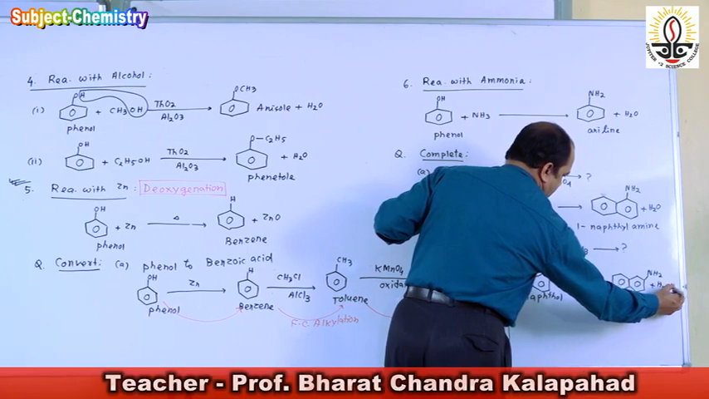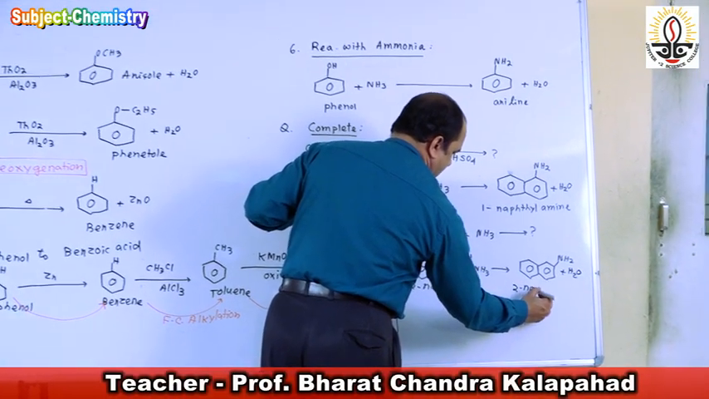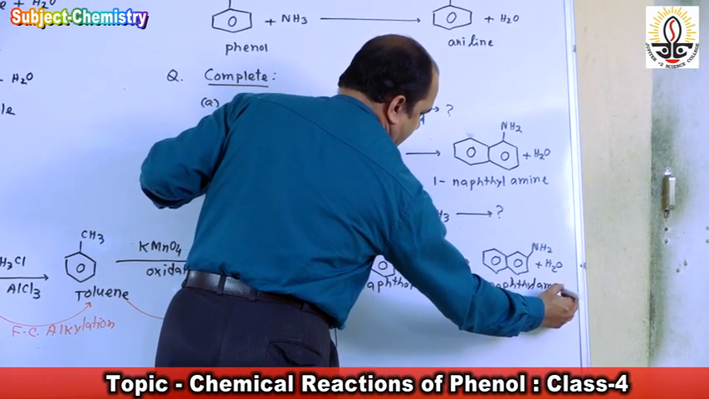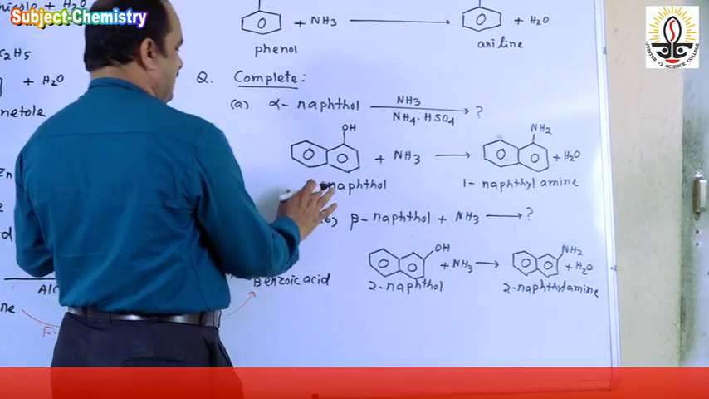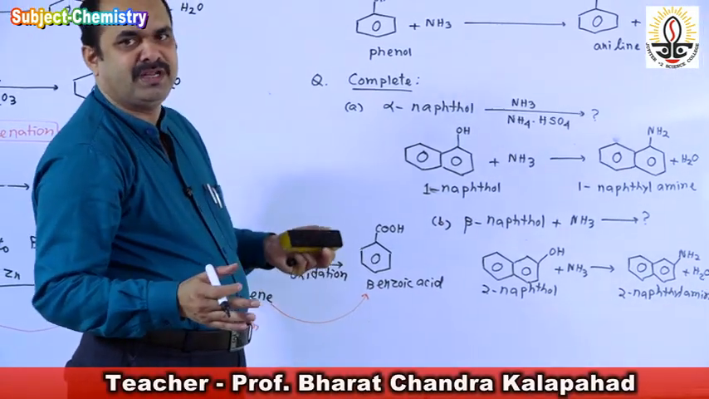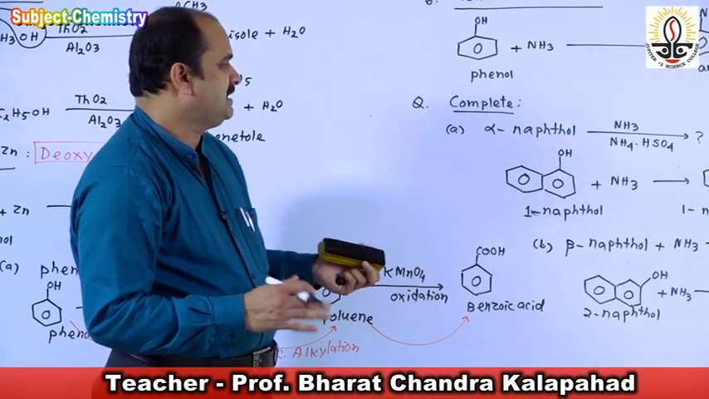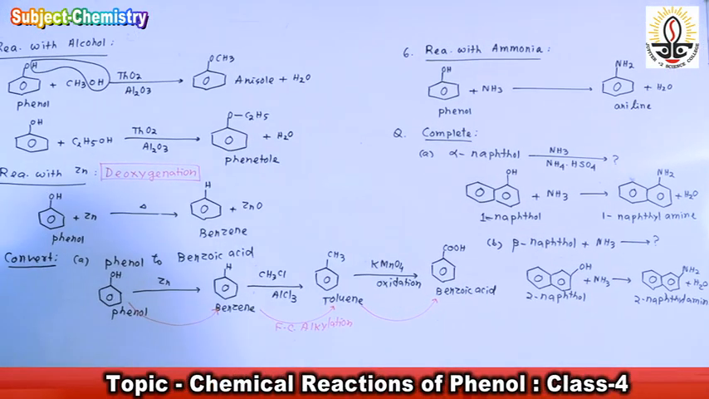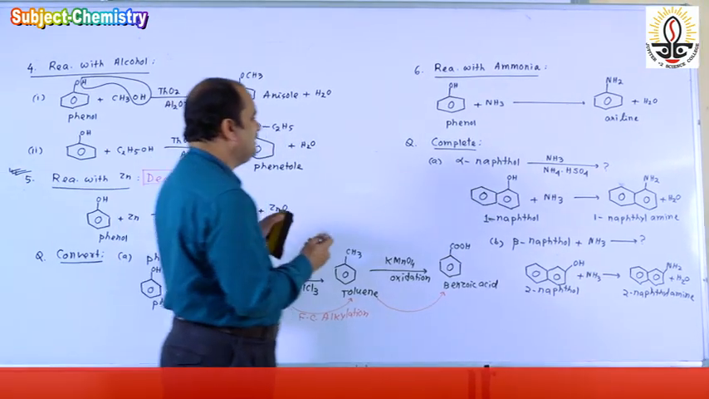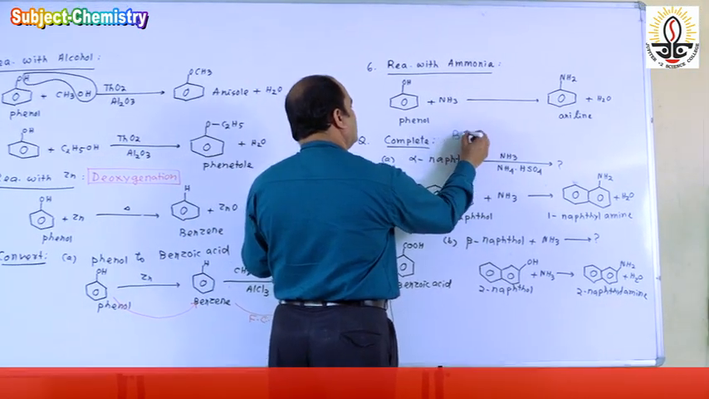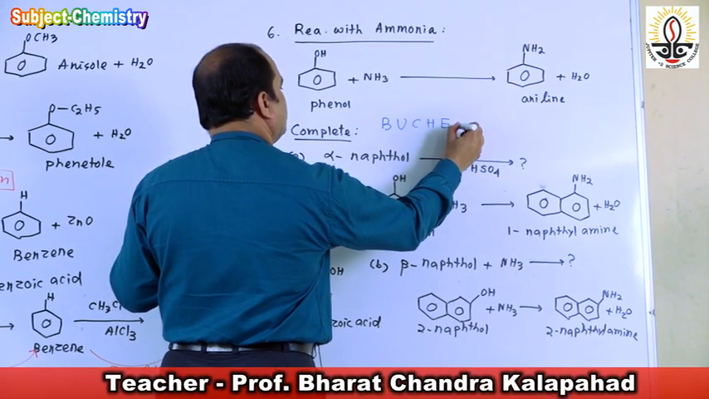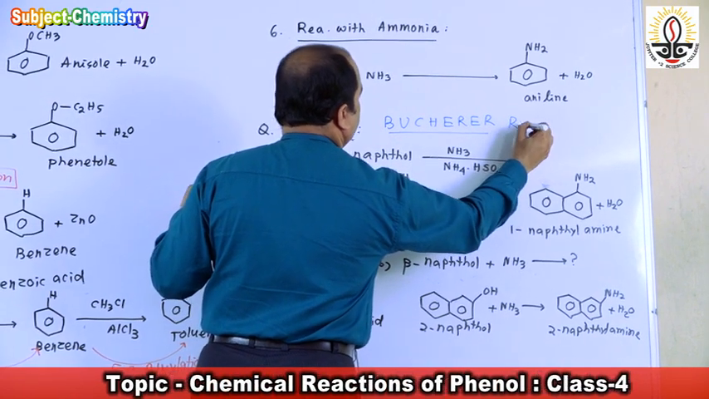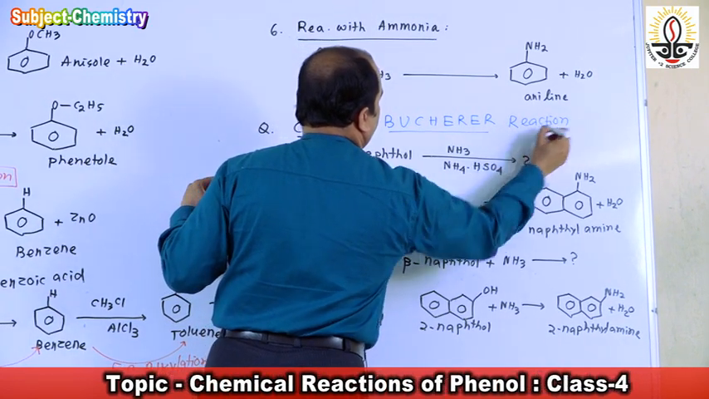NH2 plus H2O, 2-naphthylamine. So alpha naphthol or beta naphthol react with ammonia to give naphthylamine. This reaction is known as Bucherer reaction. You have to remember that. This question is very important from the examination point of view. Very important reaction, Bucherer reaction.